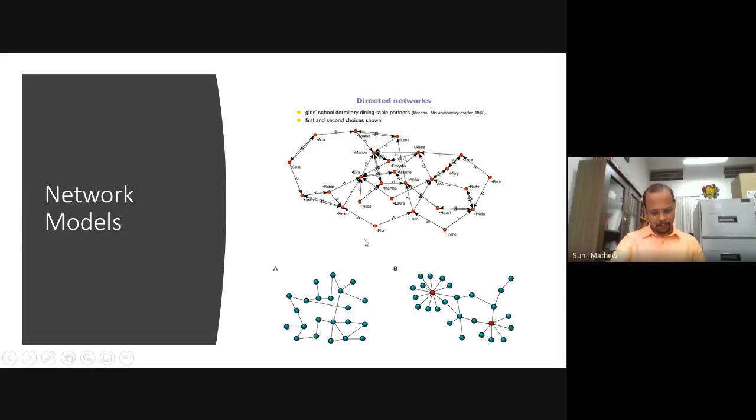At the same time, if I have a friendship graph, that also is a network. A likes B and B likes C. That is the motto of friendship, usually. So this will be the model in that scenario. So there are two different types.